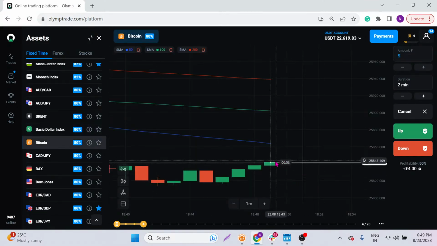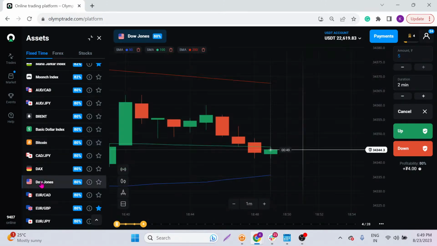Okay, we see that this is somewhere nearing to crossing over the SMA 50. If that happens, we can certainly make an upward trade. Okay, here is a downward trend it is showing. Let's see about this candle also. Dow Jones, we will check how it goes, and if it is a crossover, it can bounce back and we will make a trade.